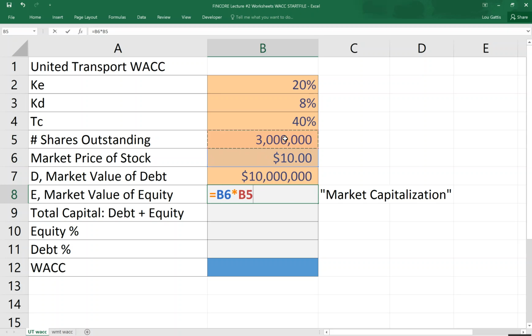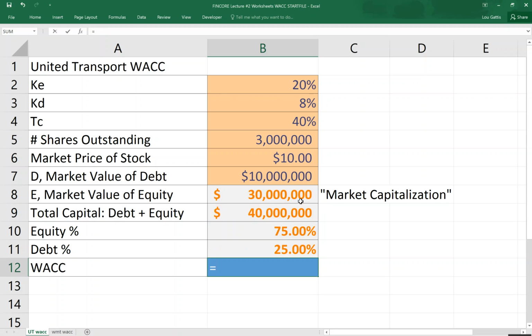$10 a share times 3 million shares, that's $30 million. That's also called the market cap of the firm, the market cap. If I add the value of equity plus the value of debt, that's the total capital of the firm. If I divide my equity capital by the total capital, the firm is financed with 75% equity. And if I take 1 minus that, it's financed with 25% debt.